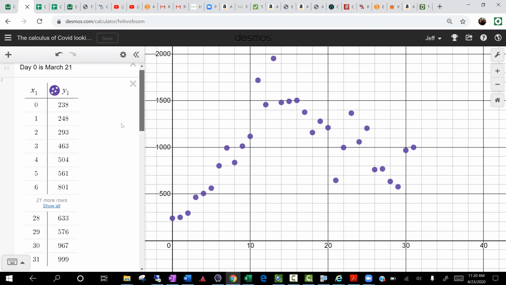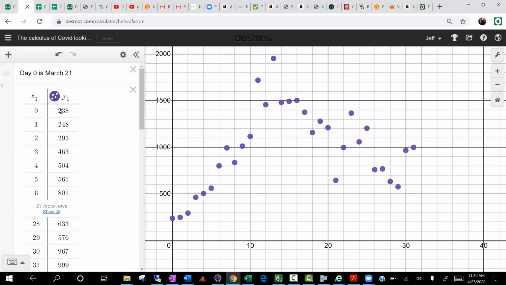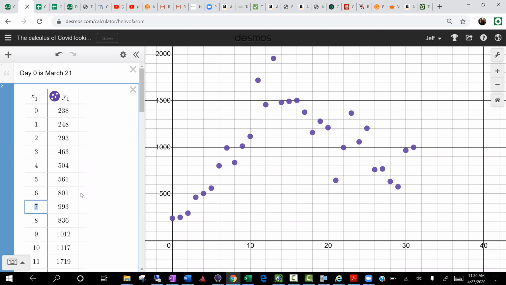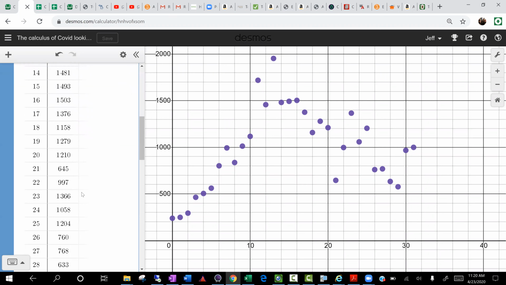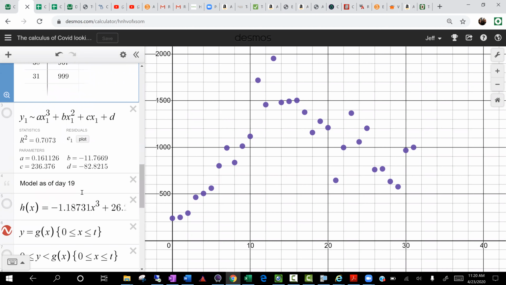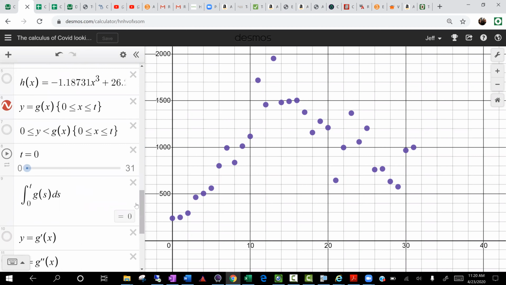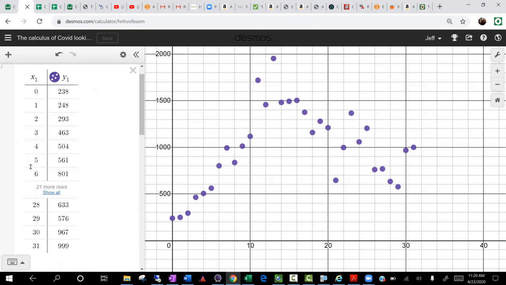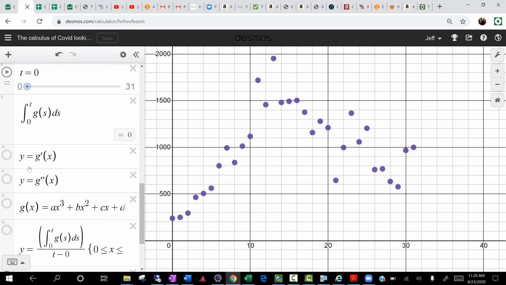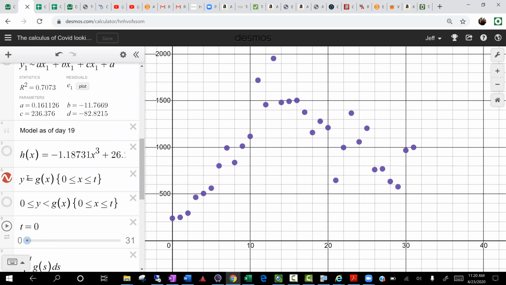So what I have here, starting on March 21st, is the number of new cases per day that we've experienced here in Michigan. I don't know if it matters to you to see all the data or not, but the interesting thing is that you can fit a model to this, and I chose to fit a cubic model. So let's take a look at what that cubic model looks like. It looks something like this.